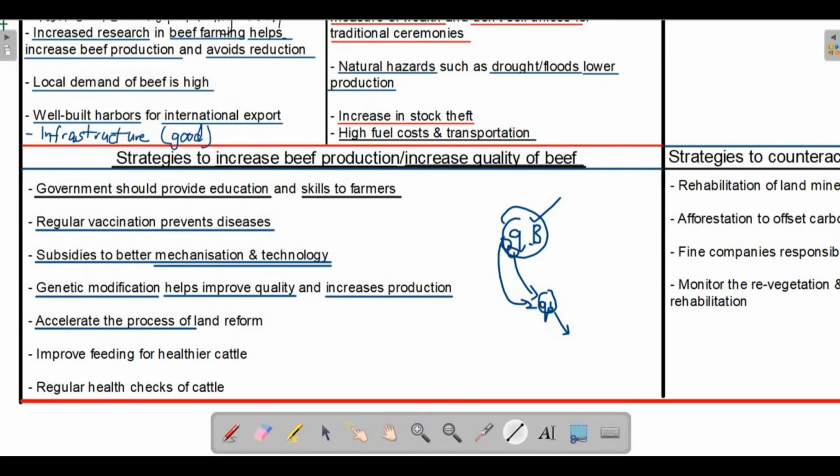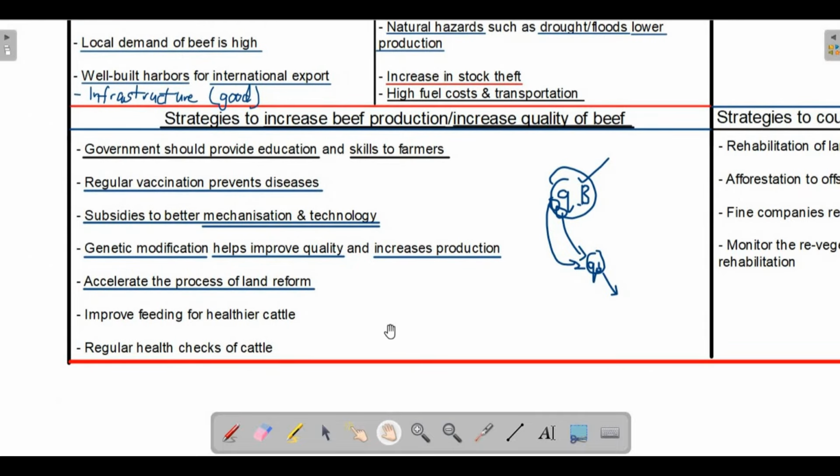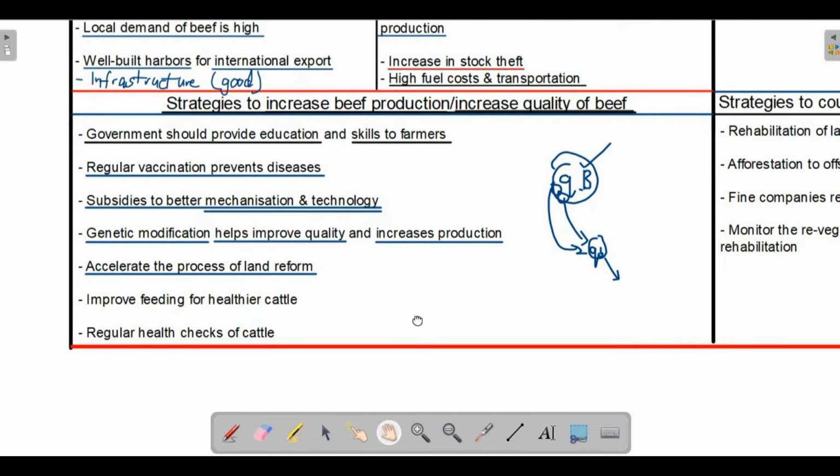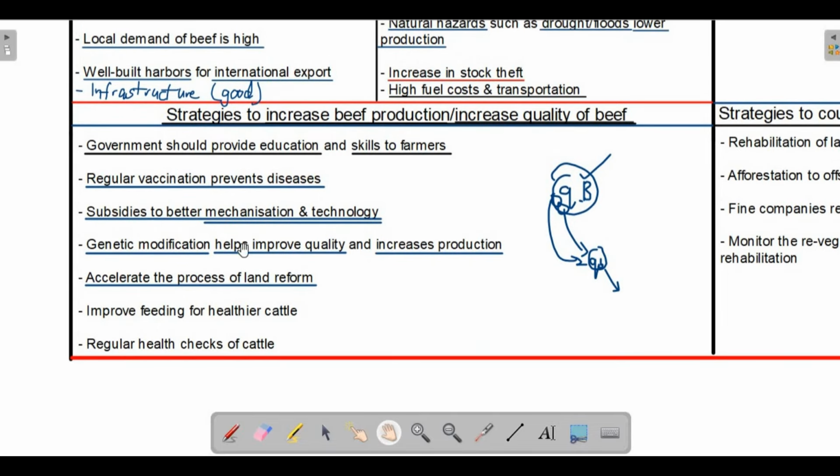There should be an acceleration of the process of land reform. More people should get into beef farming, guys. But the problem now is the issue of land reform. The processes take too long. Black people who were dispossessed of their land during apartheid still have not received that land till now, and that is a huge problem because those could be your potential beef farmers. And so we could have a large number of beef farmers, but because of the slow process of land reform, it's difficult to have more people getting into this.